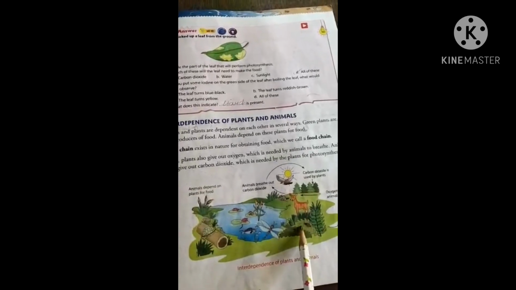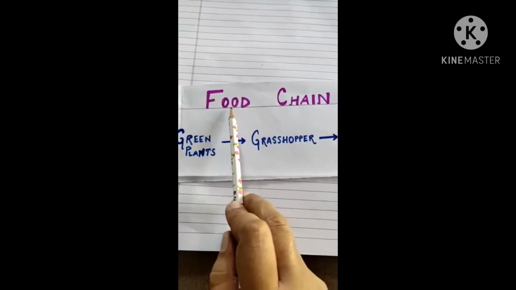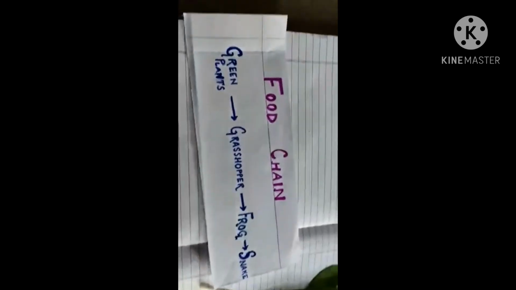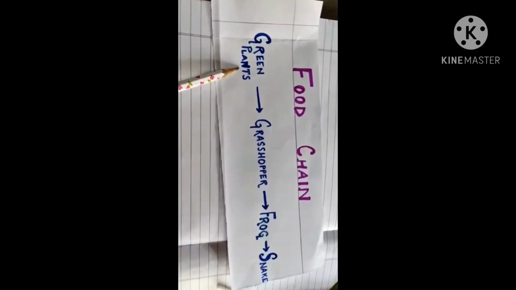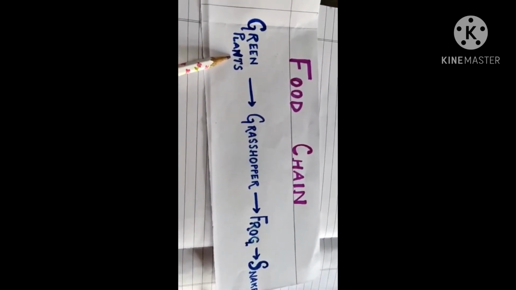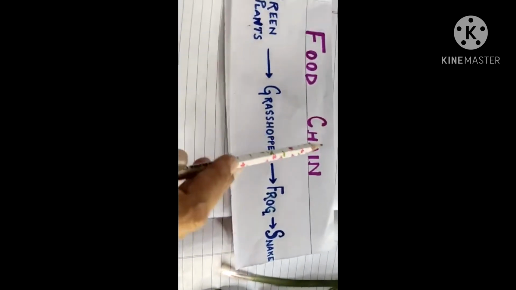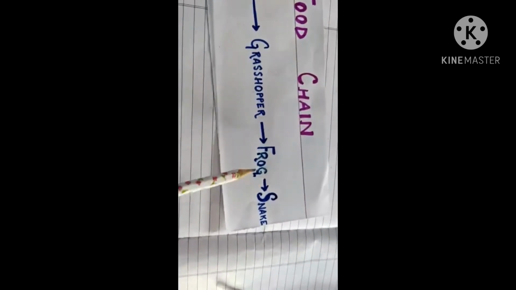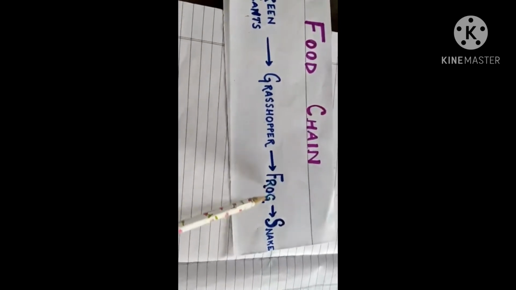This complete chain, like green plants are eaten by some insects, some animals, and those animals are eaten by some other animals. So this complete transfer of energy is termed a food chain in nature. What do we call it? A food chain. See, here I have prepared a very simple food chain for you. The first part of the food chain is the green plants, the basic part. Green plants are eaten by the grasshopper. The grasshopper is eaten by the frog, and ultimately the frog is eaten by the snake. Right? This is how a food chain goes in nature.